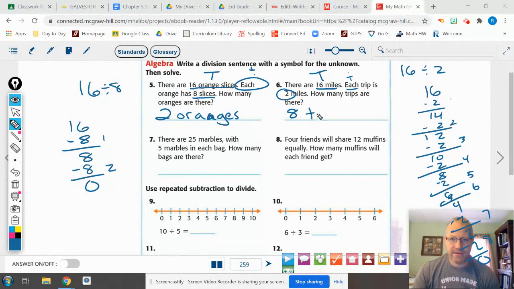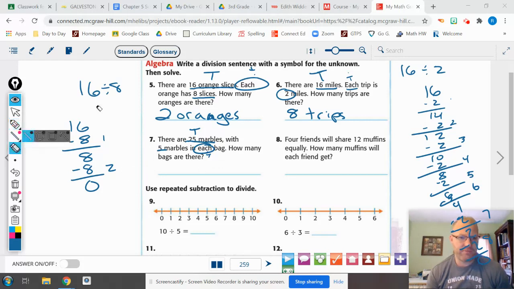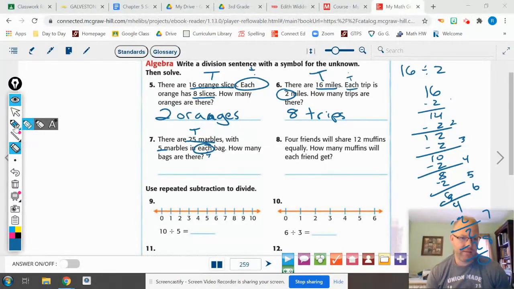8 trips. And that brings us to the next one. The next one is number 7. There are 25 marbles. 25 is a total, with 5 marbles in each bag. Each tells us to divide. So we have 25 divided by 5.